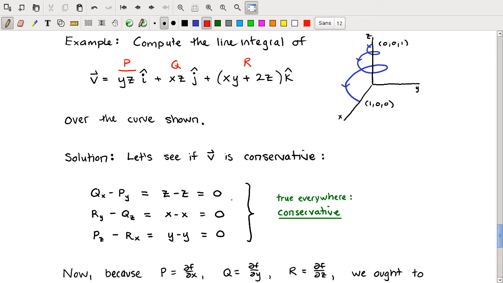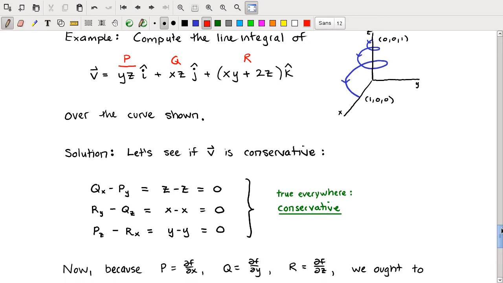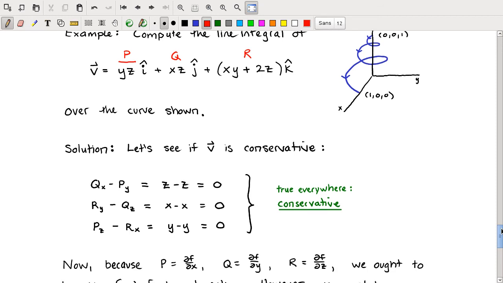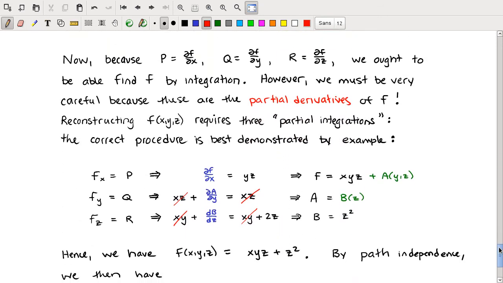So these three equations are true. They hold everywhere. And so the vector field is conservative. That means there exists a scalar potential F. Now we turn to the question of how do we find F?